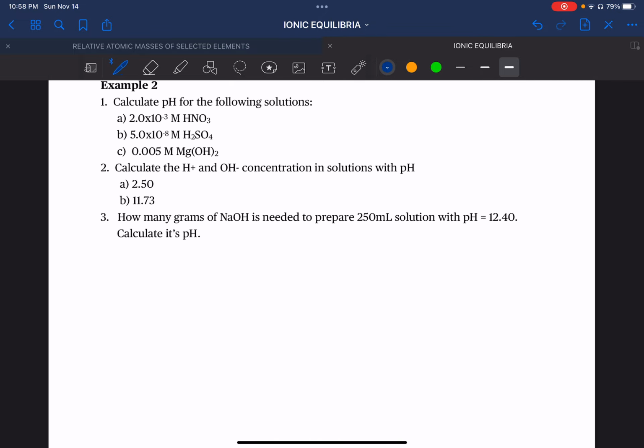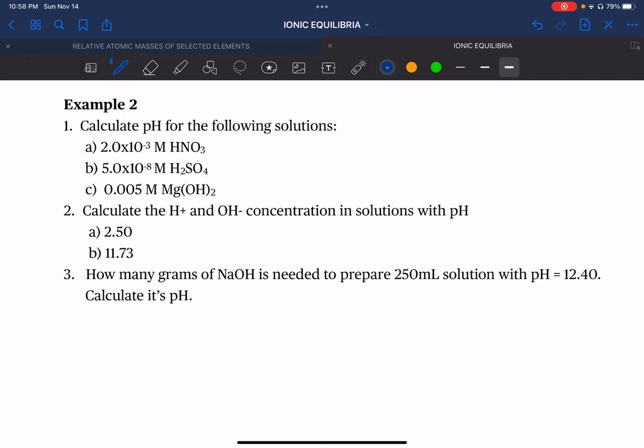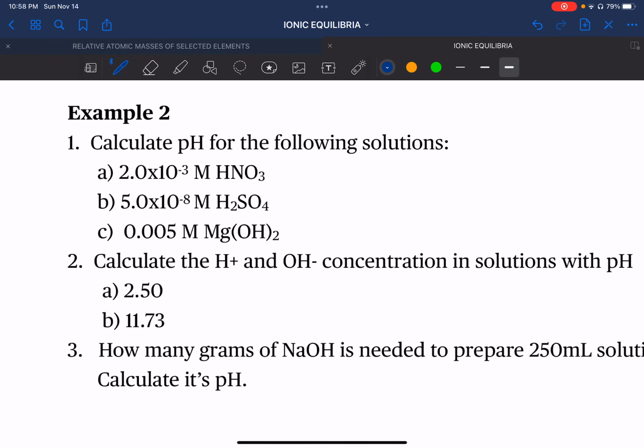Okay guys. Cuba buat example 14. Example 2. Okay, calculate the pH for the following solution. So for A, you sepatutnya dapat 2.70. For B, you should get 7.30. For C, you should get 11.70. So if you got all of them correct, good job guys.